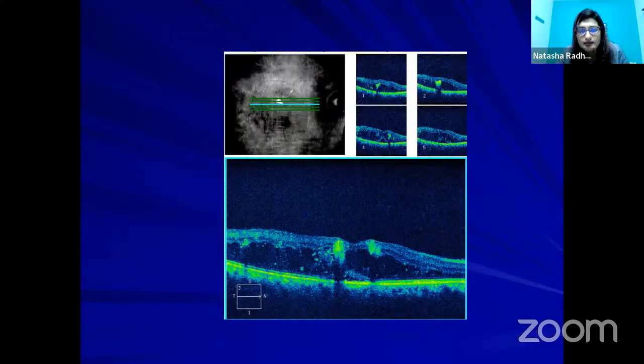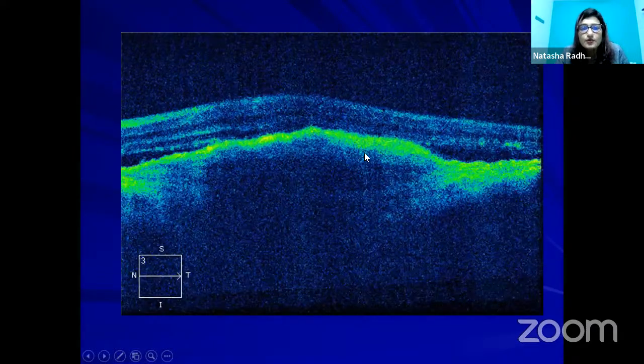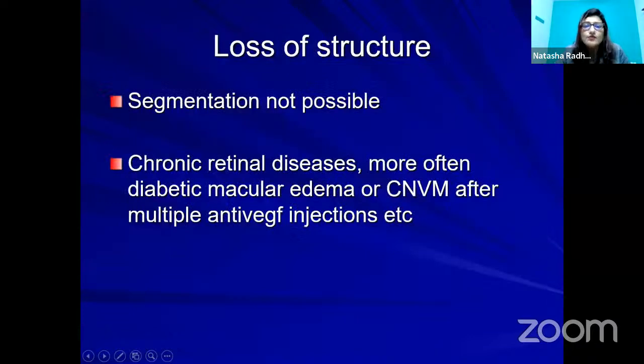And here, clumping of the hard exudates is producing a shadowing effect. Here you cannot see the underlying structures. You can't see the choroid clearly. That is because there is a sub-RPE hemorrhage. Now, loss of structure is where you cannot make out the layers.